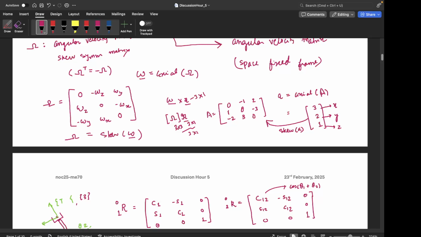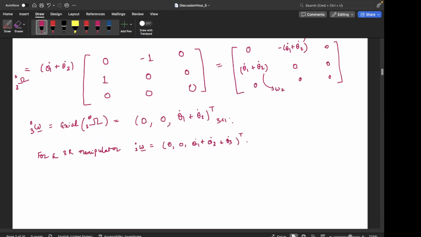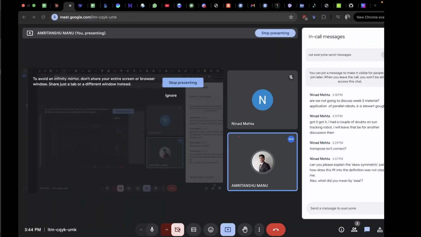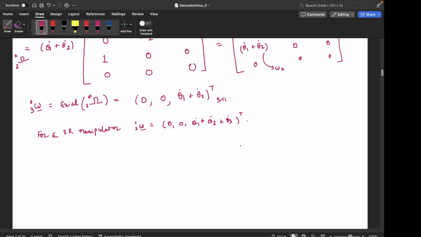So depending on the need of the formulation, we either write omega as a 3 cross 1 vector, or for doing computations we write it in that skew symmetric form. Okay, so that is the story about the axial and the skew part. Let me know if your doubt has been cleared so that I can move ahead to the linear velocity part.